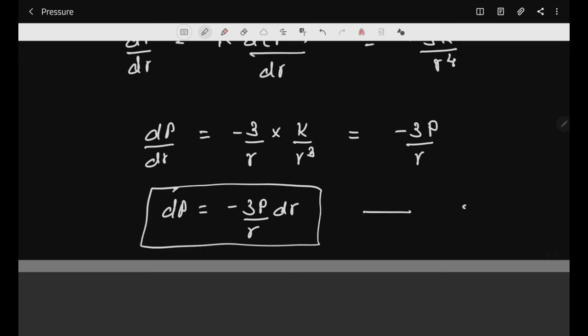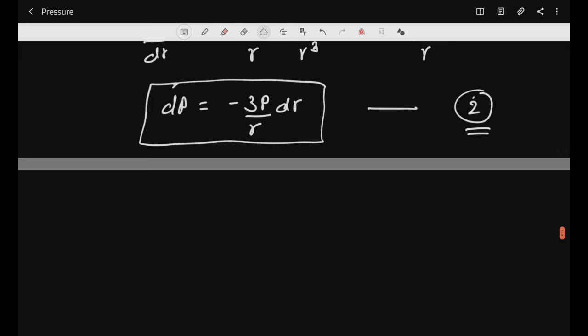Let us call this equation number 2. Now this is the change in the pressure or the differential pressure. This change in the pressure is caused due to the charges that we have introduced. So this dp is nothing but pressure due to the charged particles.